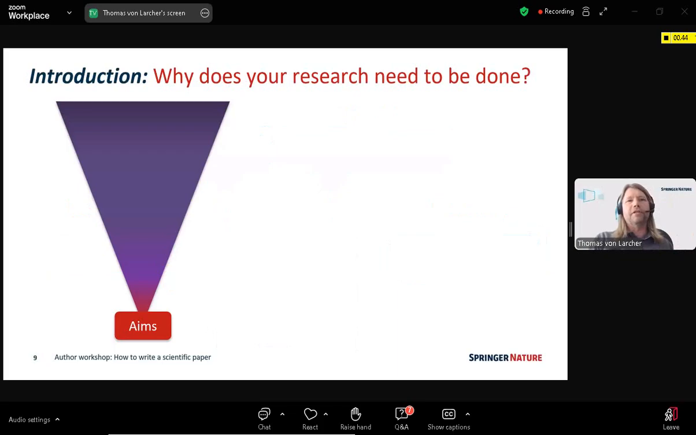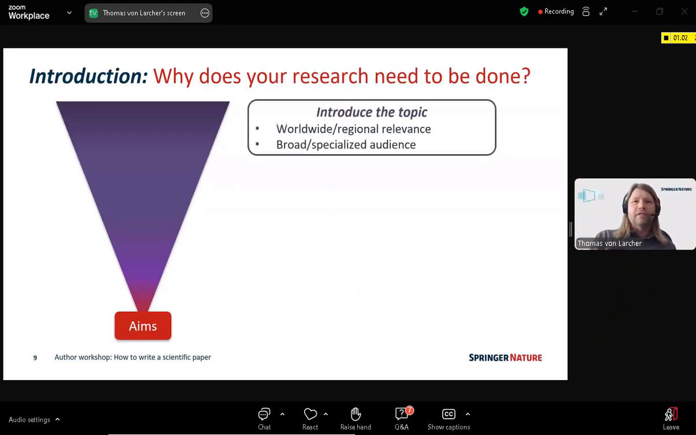So, starting with the introduction. In the introduction, you highlight why your research needs to be done, right? So, the recommendation is to start off broad and then narrowly guide your readers to the specific aims of your study. And the benefit of doing this is you are trying to capture a broader audience to attract them to your research as an author, and that would lead to more impact.